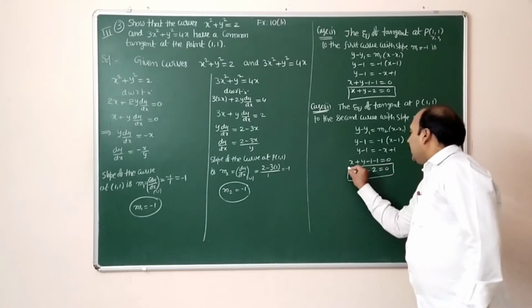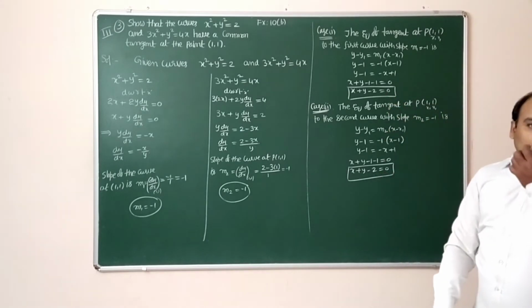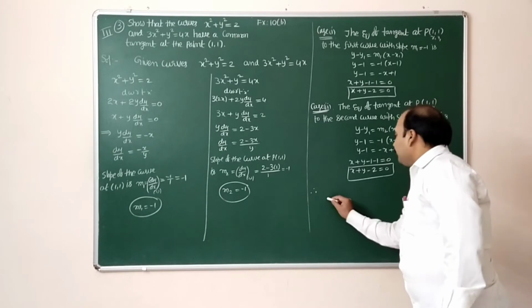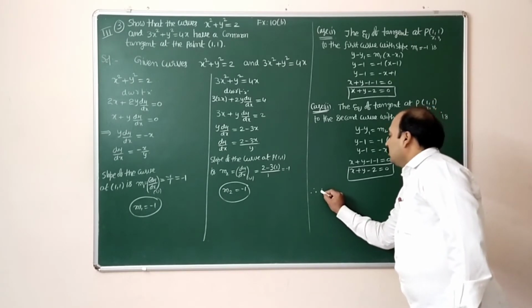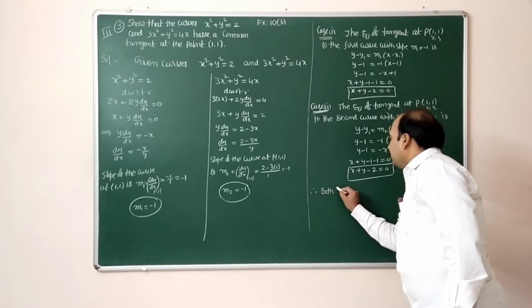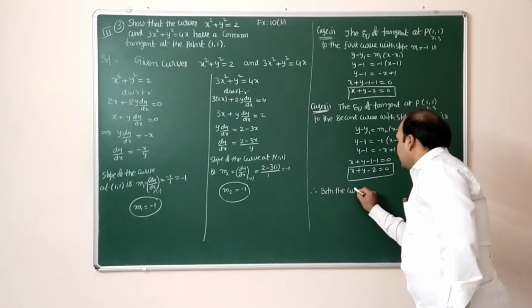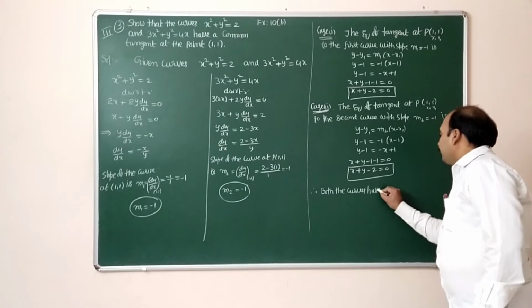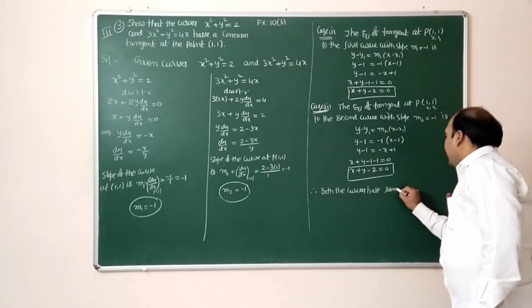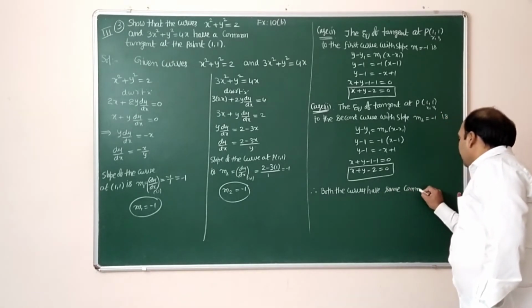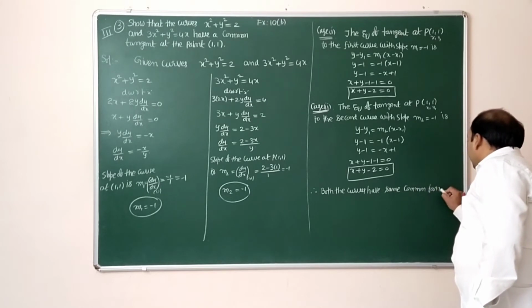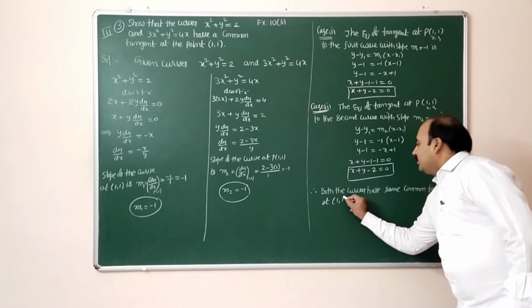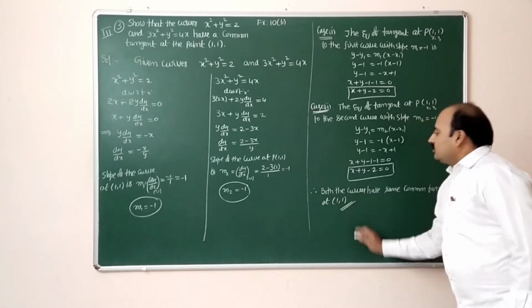By observing, both the tangent equations are same, therefore we conclude that both the curves have same common tangent at P of 1 comma 1, hence proved.